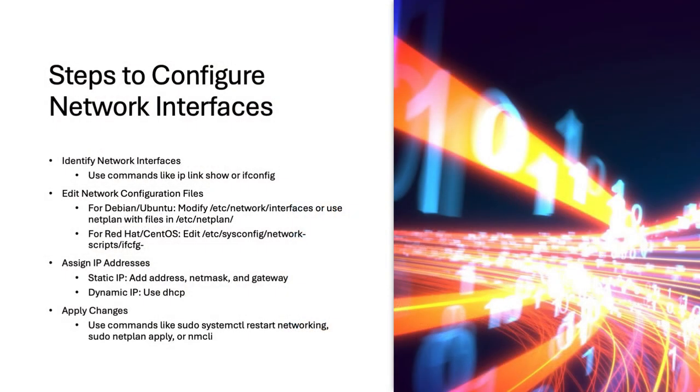To configure network interfaces on Linux, first identify available interfaces using ip link show or ifconfig. Edit the network configuration files based on your distribution. Assign IP addresses, either static or dynamic, and apply changes using the appropriate commands.